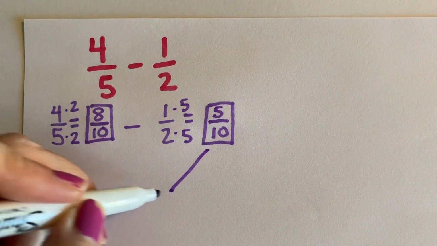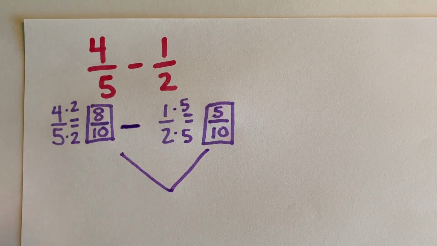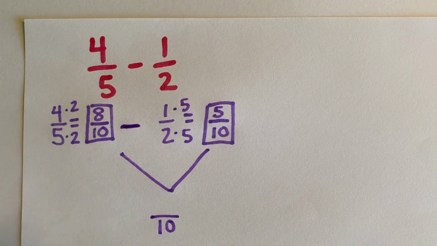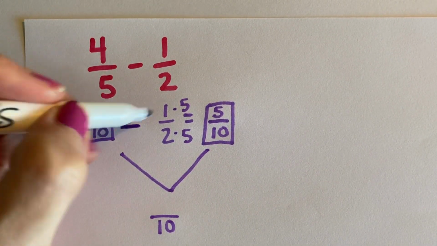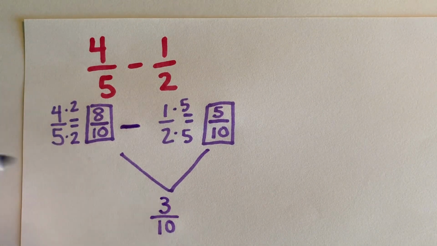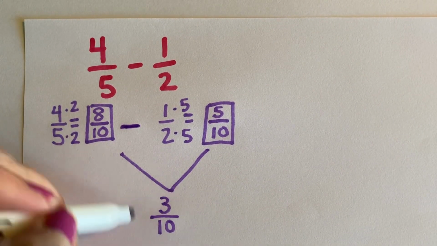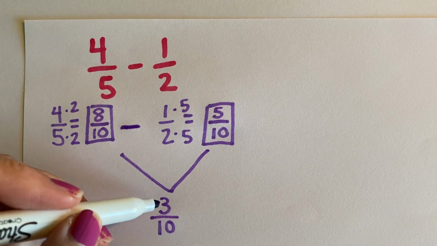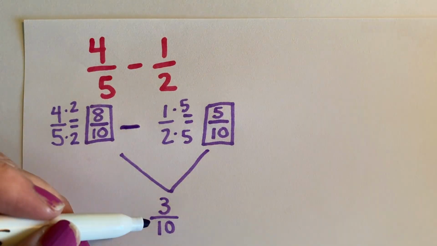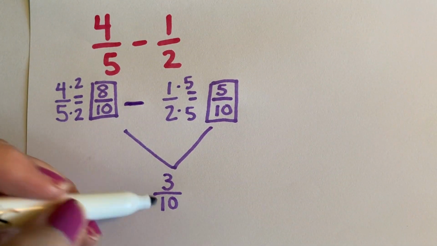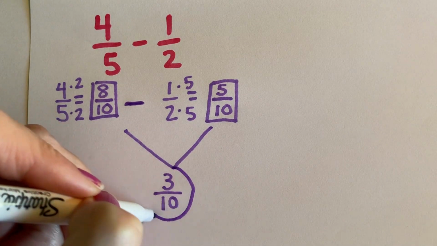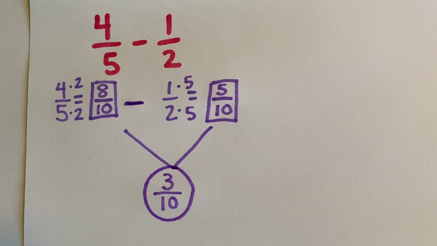Now we subtract, make sure we're subtracting 8/10 minus 5/10. Well, we know it's going to be some amount of tenths. 8 minus 5 is 3. 3/10. Hey, that's proper, so we're good there. And I don't think I can divide the top and the bottom by the same number to simplify, so I'm just going to go with a final answer of 3/10.